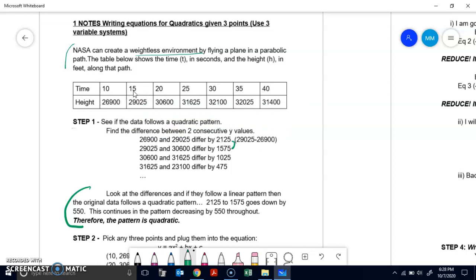So from here to here, here's my differences not in the chart. It decreases by 550. From here to here, it decreases by 550. Here to here. And because I've found a definitive pattern amongst the differences that I calculated, I have proven that this pattern is quadratic. And I can use this method.